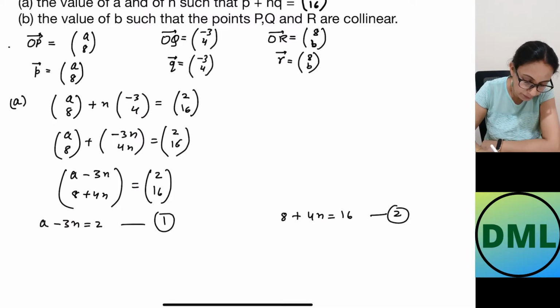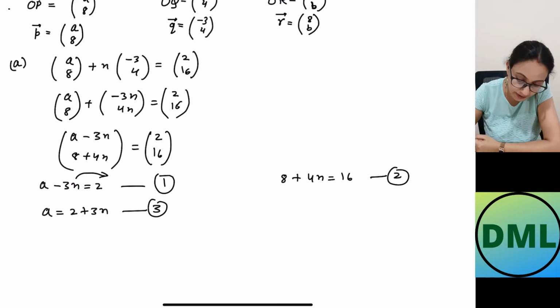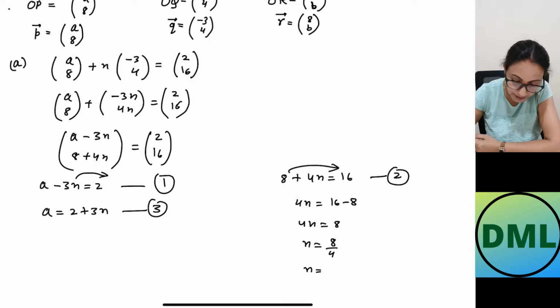Now, what I'm going to do, I'm going to move this -3N on right hand side. So, it will be A is equal to 2 plus 3N. This is my third equation. Now, from second equation, we move this 8 on right hand side. It will be 4N is equal to 16 minus 8. So, 4N is equal to 8. So, N is equal to 8 over 4. So, N is equal to 2.